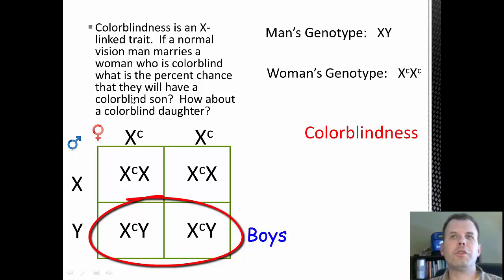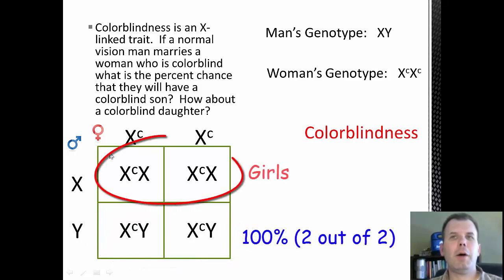And so what is the percent chance to be colorblind? Anytime you see the c, it represents colorblindness. And so in males, since you only have one copy of the X, if you have the c, you're going to be colorblind. So we have 1, 2 colorblind sons. So that would be a 100% chance that they're going to be colorblind. How about for the female?